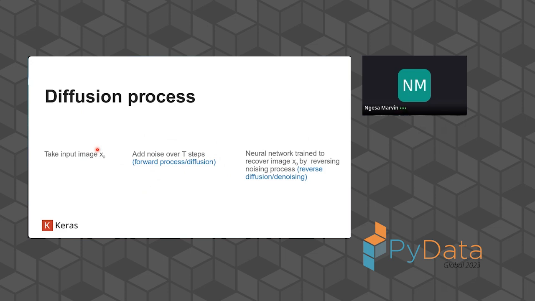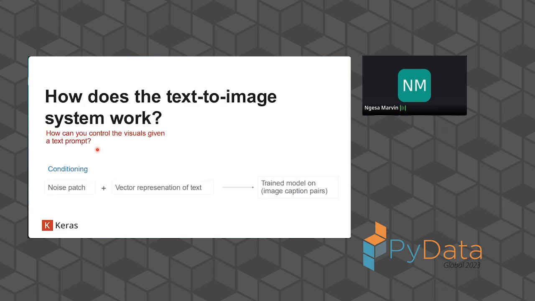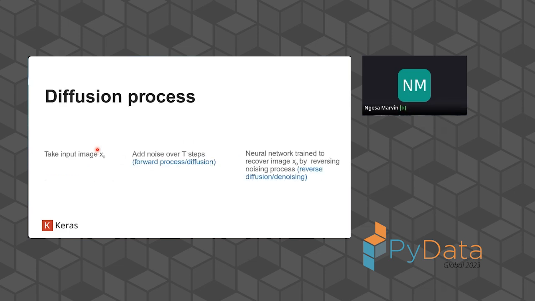Ideally, the diffusion process involves taking an input image, then adding noise to it over a series of steps, and then a neural network is trained to recover the image by reversing the noise. And this way you're going to have an image at the end of it.